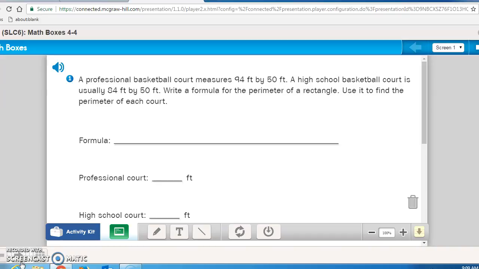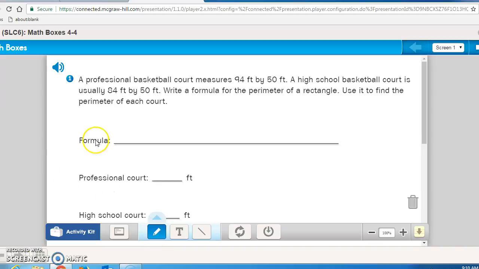Number 1, Math Journal, page 116. A professional basketball court measures 94 feet by 50 feet. A high school basketball court is usually 84 feet by 50 feet. Write a formula for the perimeter of a rectangle and use it to find the perimeter of each court. Notice as we continue to move on learning new skills, we constantly and consistently are going back to review the skills that we've already learned. So I'm going to help you out with this one.